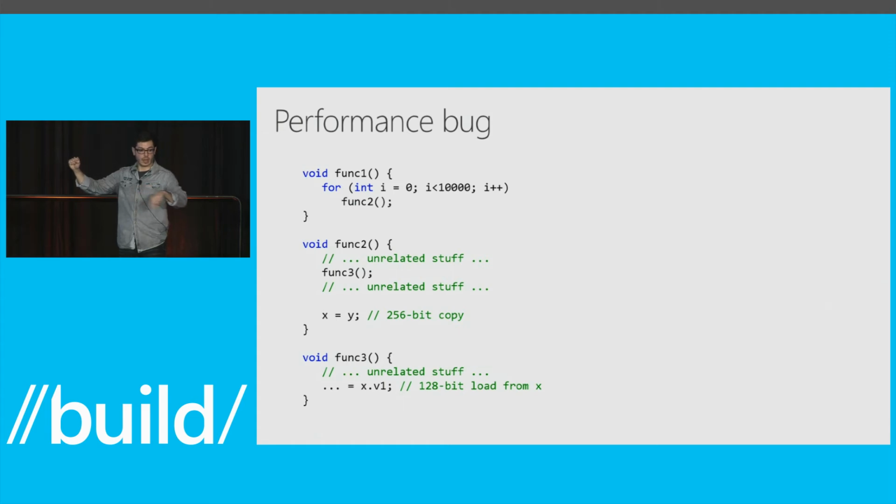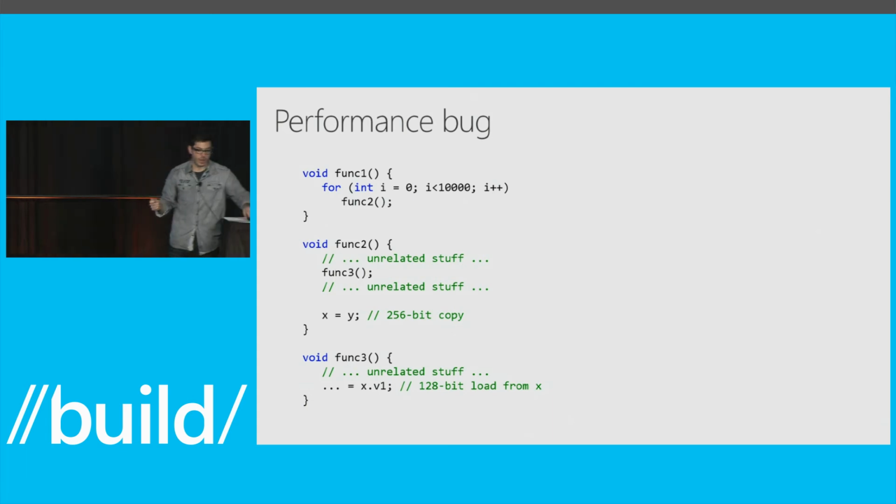We do I++, it's now 101. We do the check to make sure it's still less than 10,000. It is. We call func2, actually calling it. Inlining doesn't come into account here. We do some unrelated stuff. We actually call func3. Func3 does some unrelated stuff, and then that's our 128-bit load that's causing the store buffer problem with that 256-bit store 4 function calls ago and 1 iteration of the loop ago.